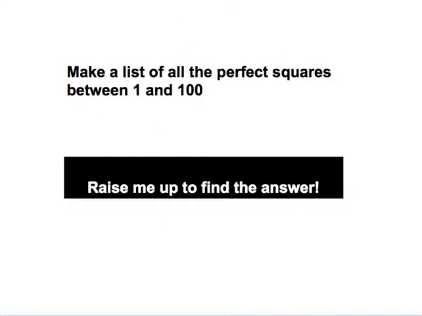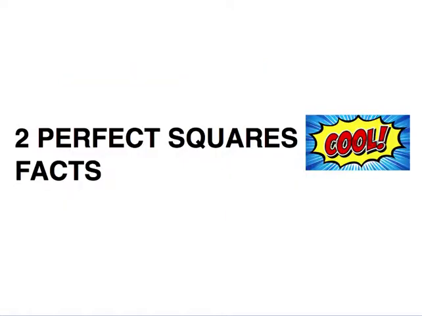Really important. Right now what I want you to do is there are only, I think there's 10 squared numbers between numbers 1 and 100. See if you can list them in order.